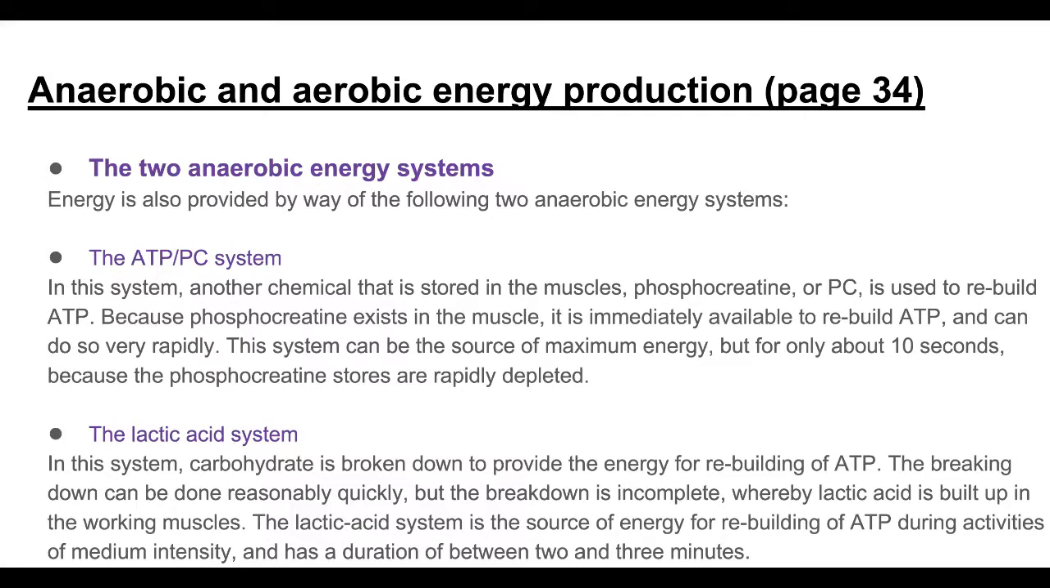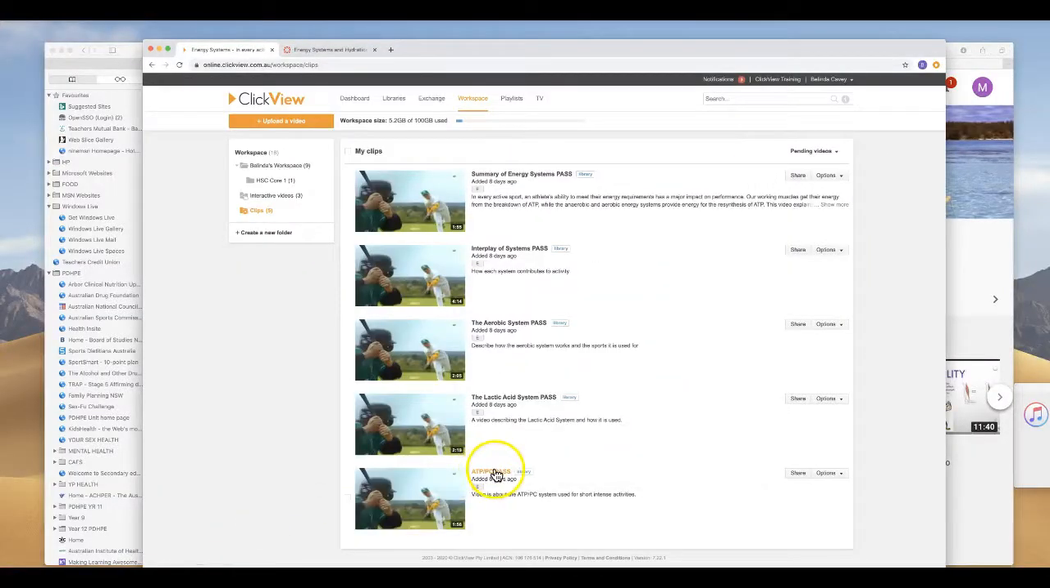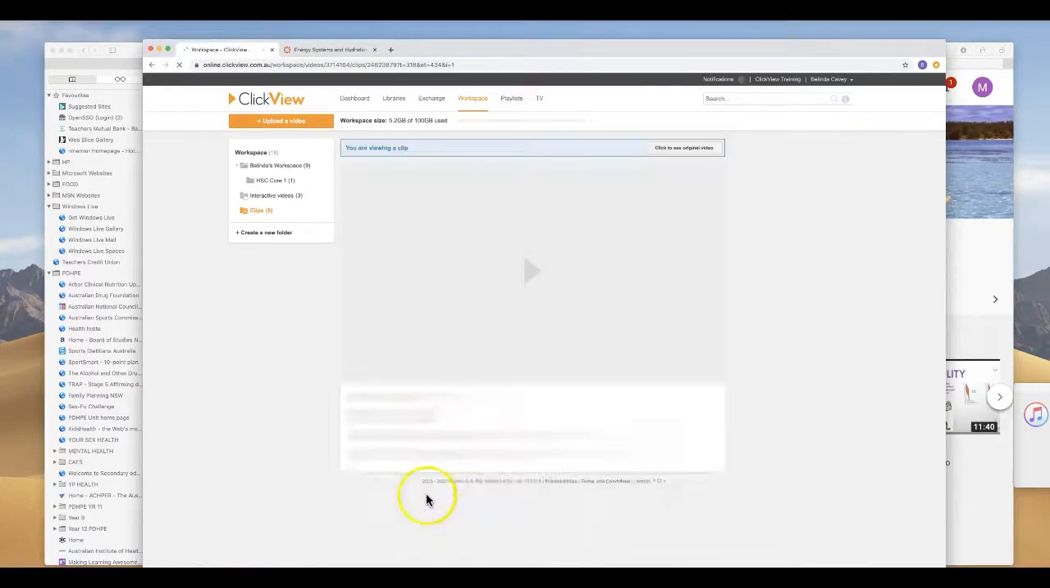We have two anaerobic energy systems, and the reason why they're called anaerobic is because they don't use oxygen. And I'm going through this in this order because this is usually the first energy system that's used. We're going to watch a short video first about the ATP-PC system, and it'll explain it a bit more.